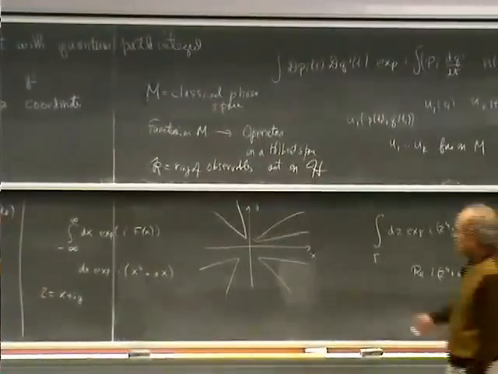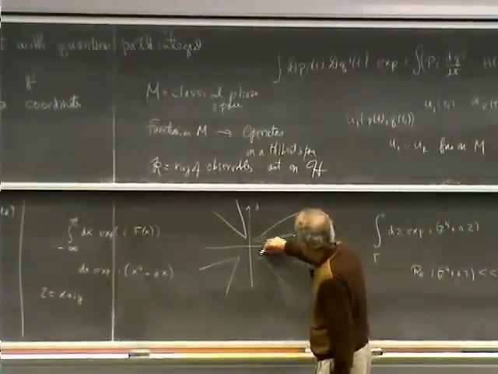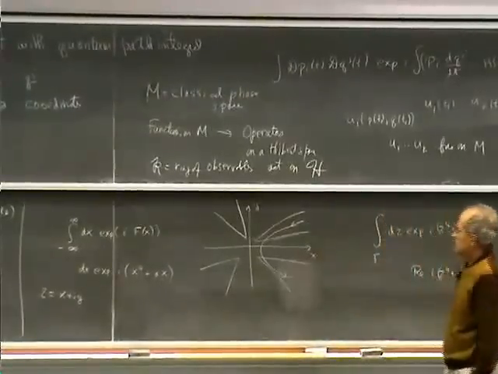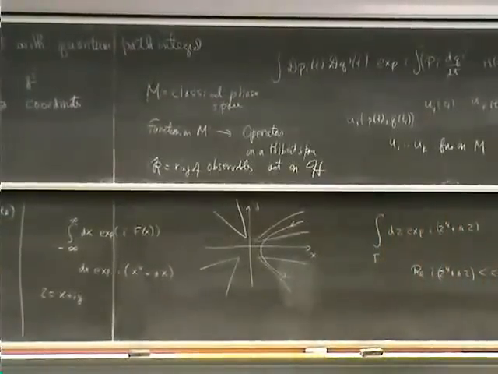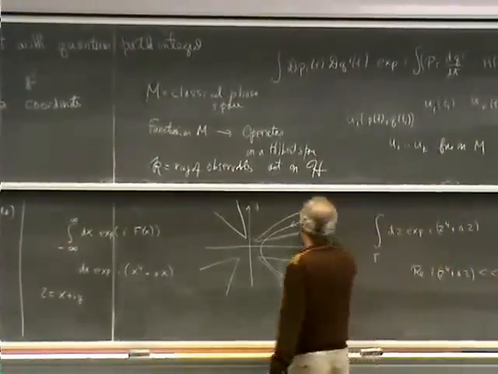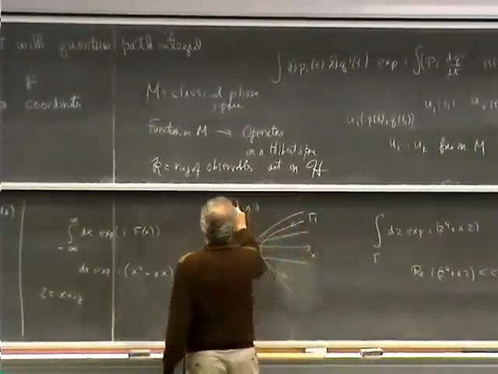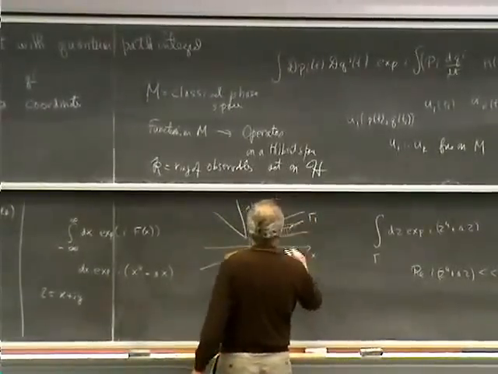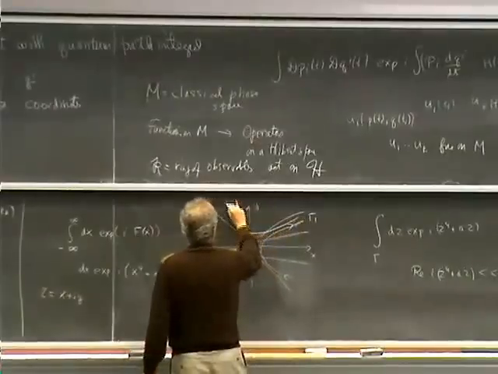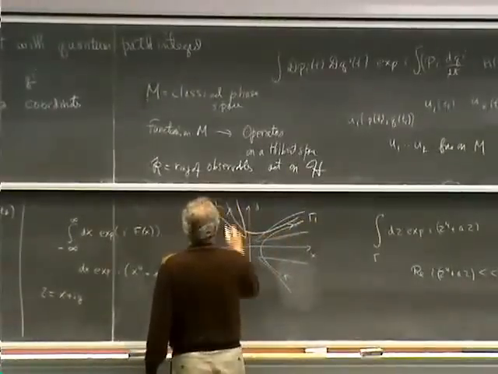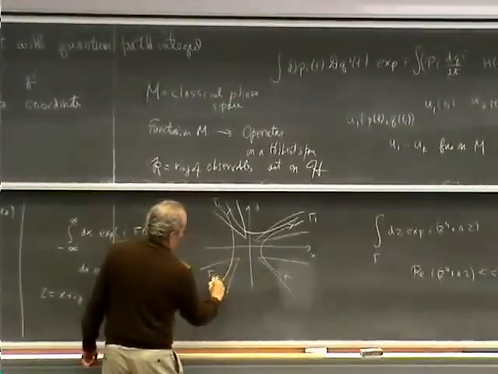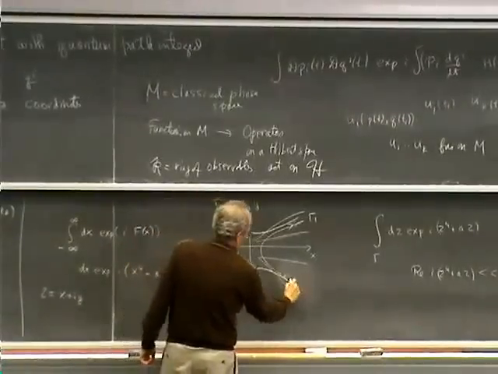So a good example of a good integration contour would be a contour that begins in one region and ends in another. We might call this one gamma 1, and we could connect these two regions. That would give a second good contour, gamma 2. That's a third good contour, gamma 3, and here's a fourth good contour, gamma 4.